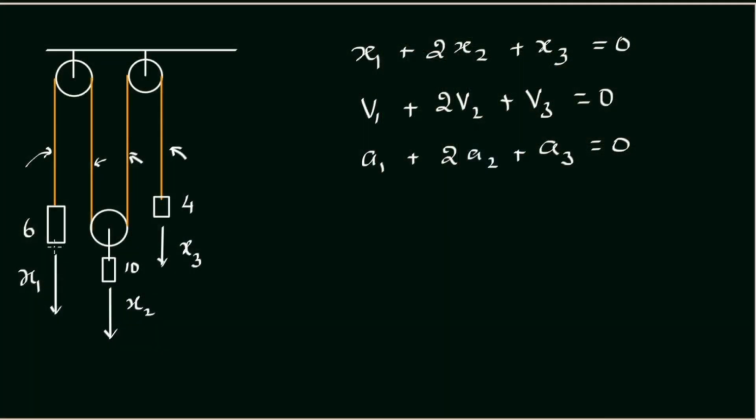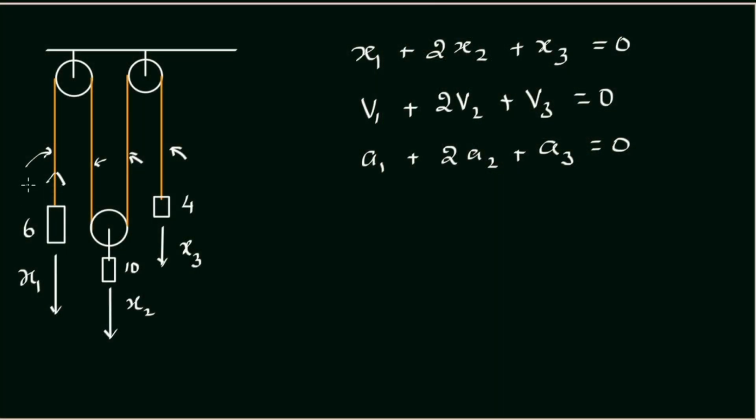I'll teach you this trick quickly again. You start by assuming that each one moves downward by x1, x2, x3. So the total increase in the length of the rope will be x1 plus 2x2 plus x3, and that has to be 0 because the rope is inextensible. Differentiate twice, you will get the corresponding equation a1 plus 2a2 plus a3 is 0. That's the constraint equation. Now to find the accelerations, we need to write down the forces. Let's write down the forces.